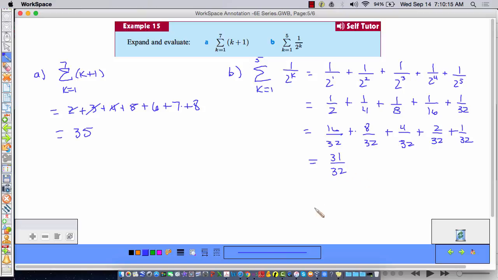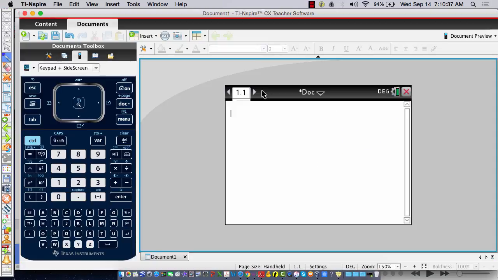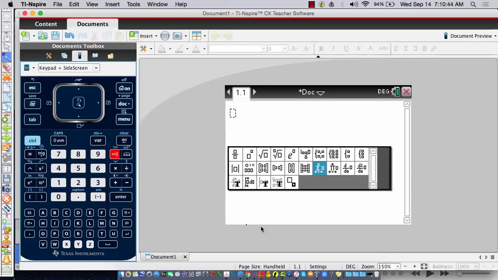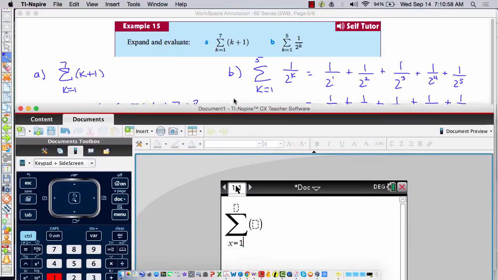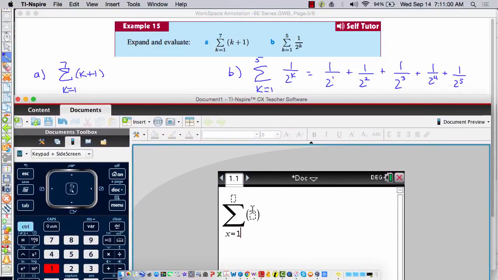Now, you can also do this on your calculator. And to do that, a lot of things are right here on this button, including the sigma. There it is. So I can do from x equals 1. Oops, it already has the equals for me. x equals 1 to 7 of x plus 1, enter, and there we go.